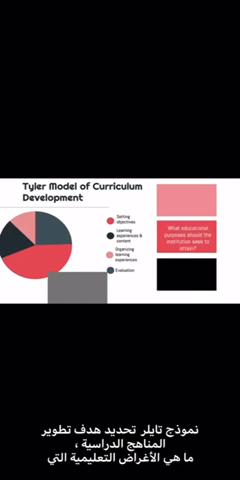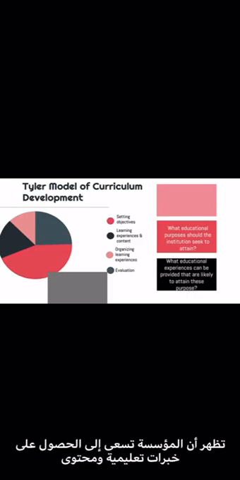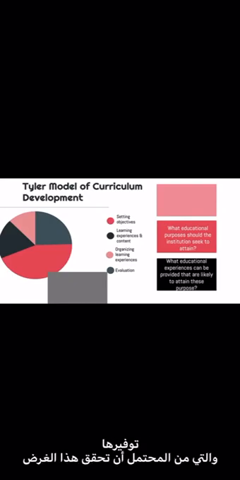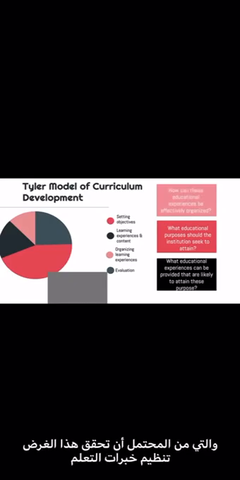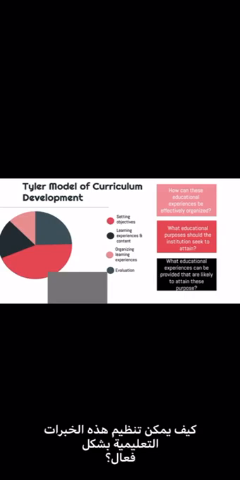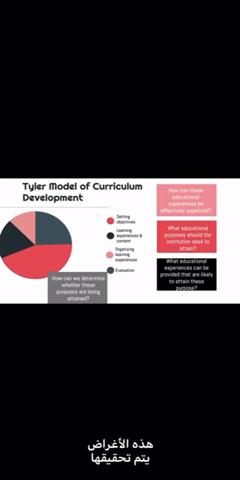Tyler model of curriculum development. Setting objective: What educational purposes should the institution seek to attain? Learning experiences and content: What educational experiences can be provided that are likely to attain this purpose? Organizing learning experiences: How can these educational experiences be effectively organized? Evaluation: How can we determine whether these purposes are being attained?